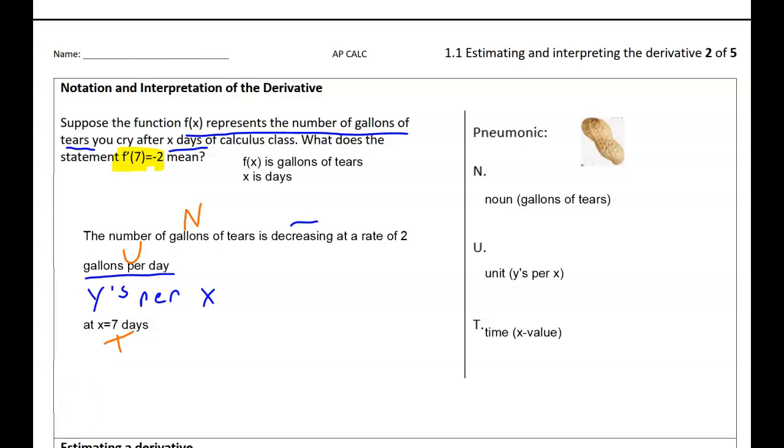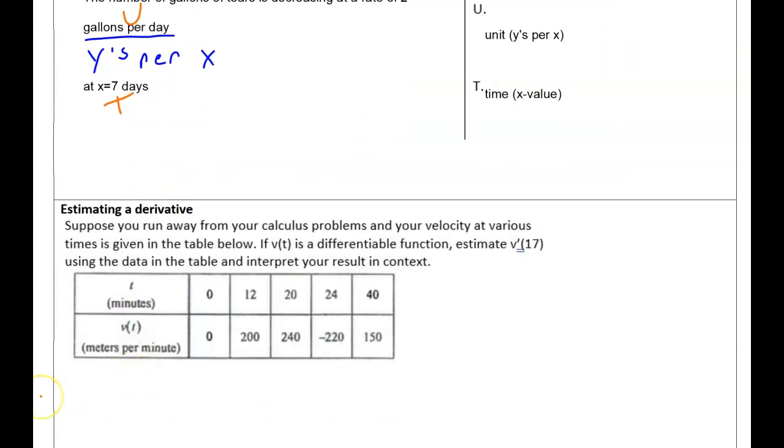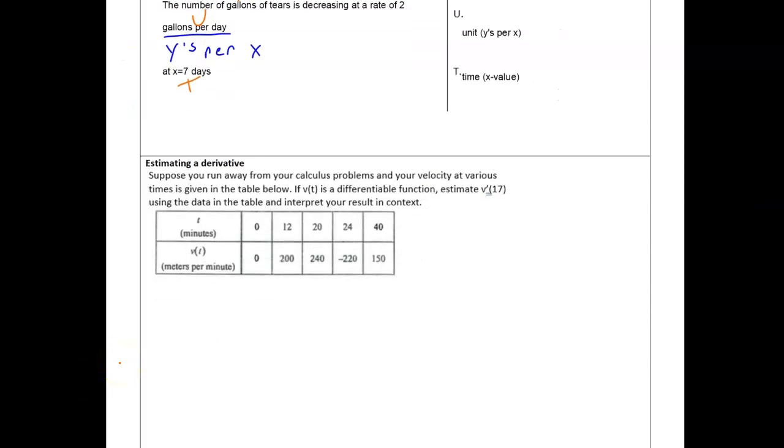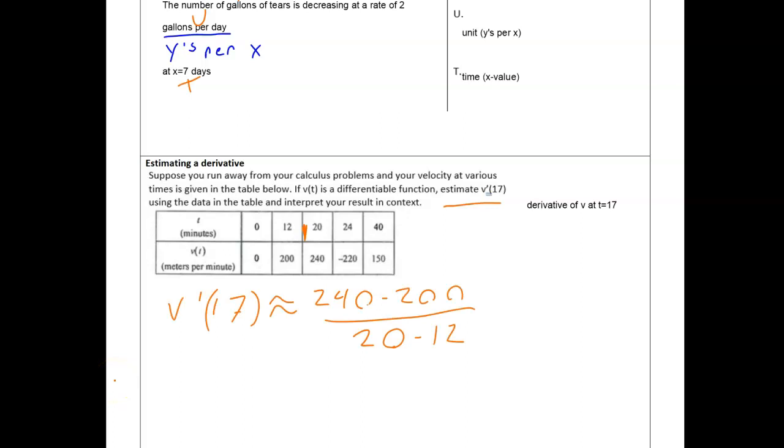Okay, so the last thing we're going to do, and this will be easy because you already know how to do it now, is estimate a derivative. So take a second to read the problem here, and it asks me to estimate v prime of 17. And notice 17 would be here. In other words, 17 is not given in the table. So how do we estimate it? Well, I'm going to put up the work, and this will be familiar from your summer work. So the way we estimate a derivative, well, we use average rate of change, or we use our slope formula, and that makes sense because our derivative represents slope.